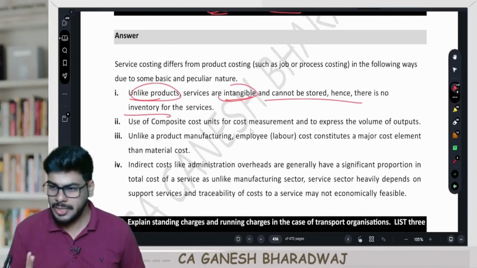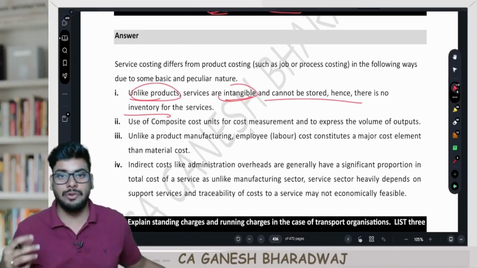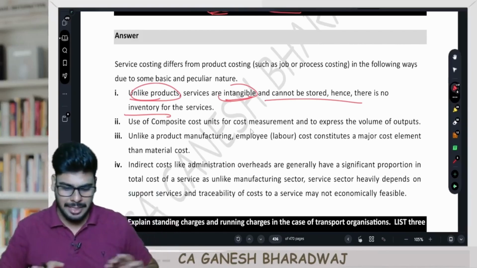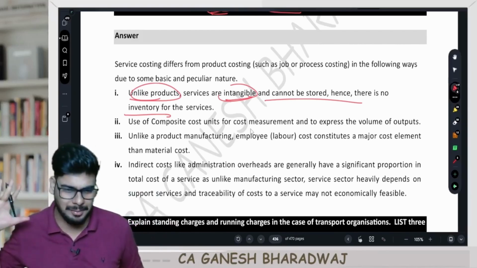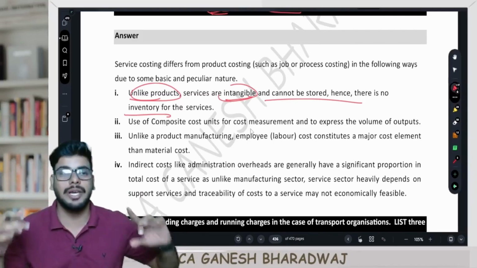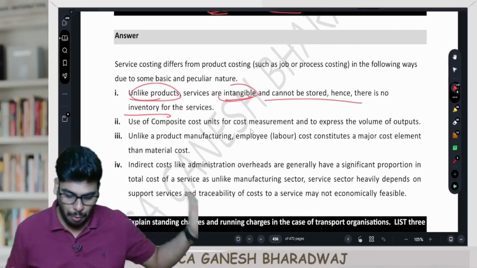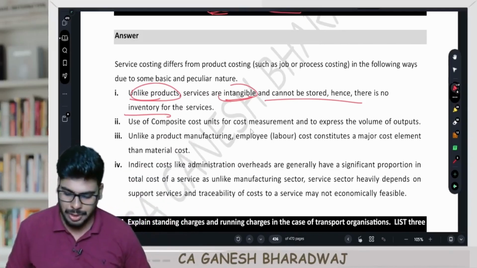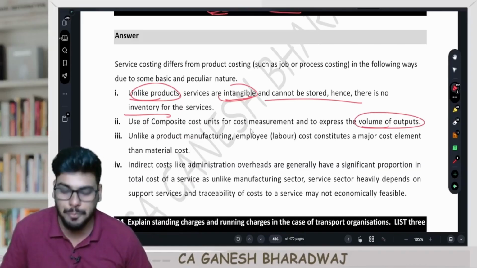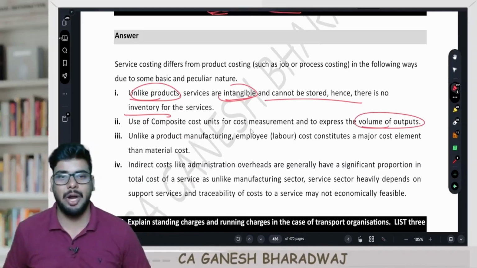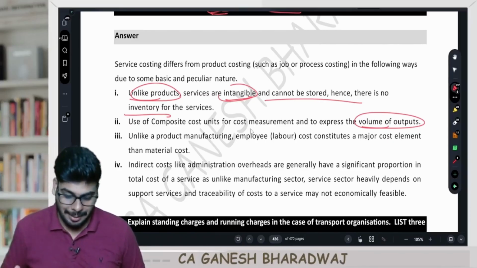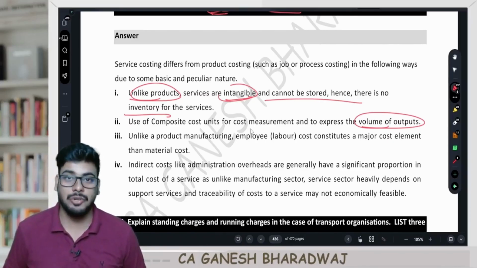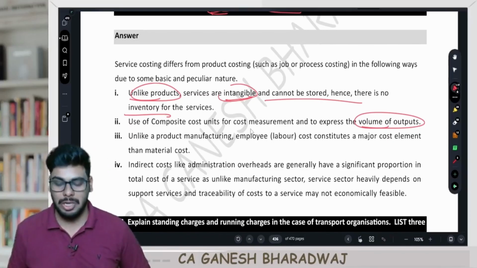Yes? Logical. Guys, you have to read it once, only then in the exam it will strike. There is nothing new you are learning, but if you spend 2 minutes reading this theory, you will know that these are the points I can write. It will open up. Then the use of composite cost units for cost measurement and to express the volume of outputs. In manufacturing, I don't have the problem of composite cost units. I know 1 unit of my output is going to be 1 unit. But here, I need to arrive at the composite cost units. I need to find out what is my cost objective and all.